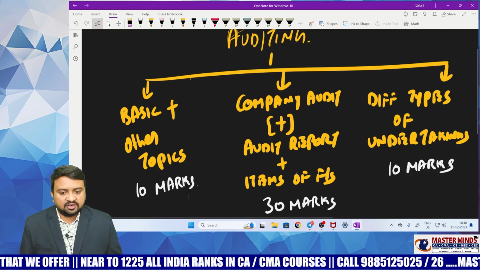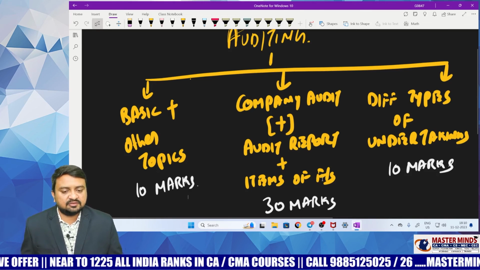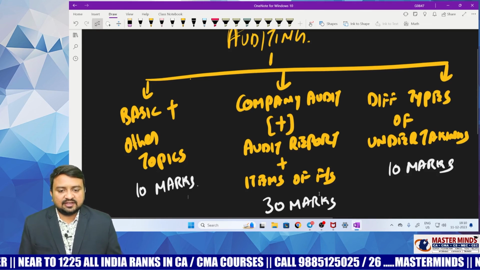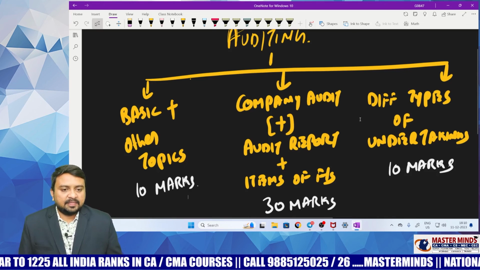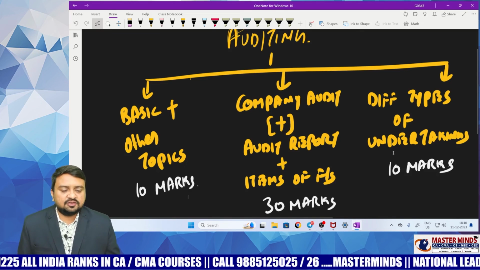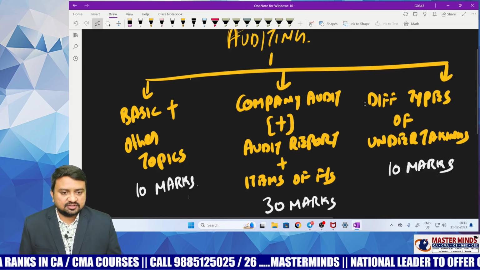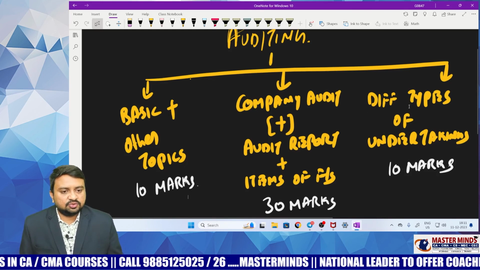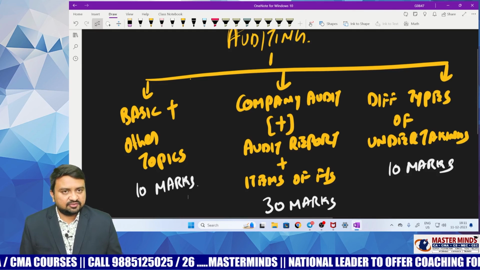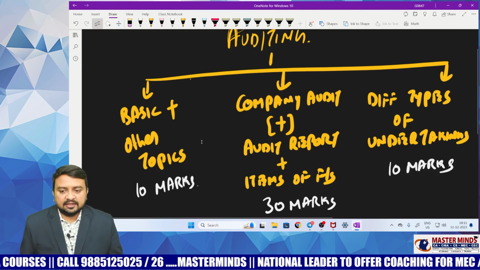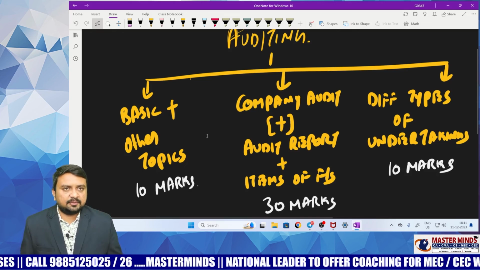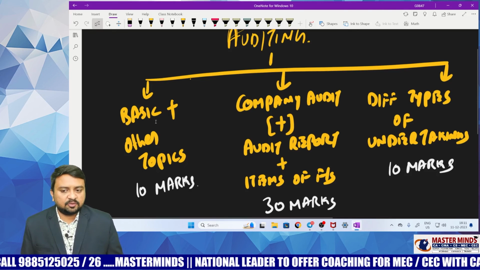Then focus on audit of items of financial statement, where you are definitely going to get one question, sir. Then focus on audit of different types of undertakings in the order of preference. We have even given some guess questions, so you can go through those questions and try to revise them, sir. Then basic and other topics as per your time availability, spend some time on this.